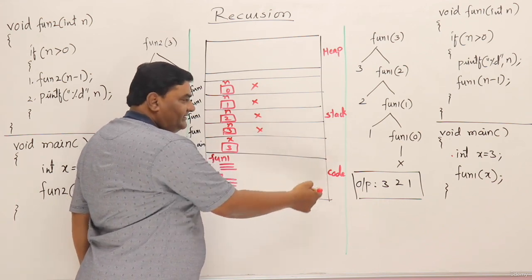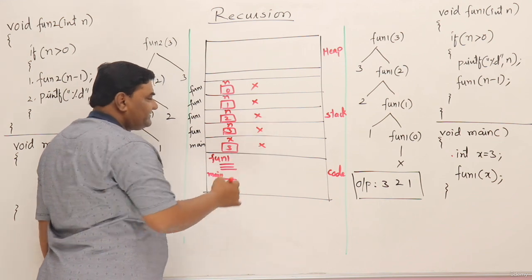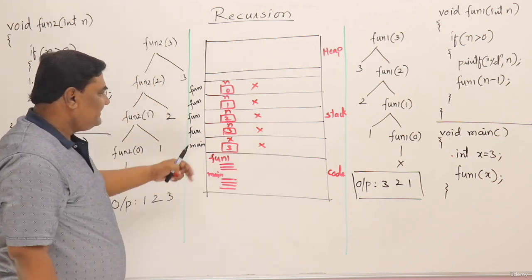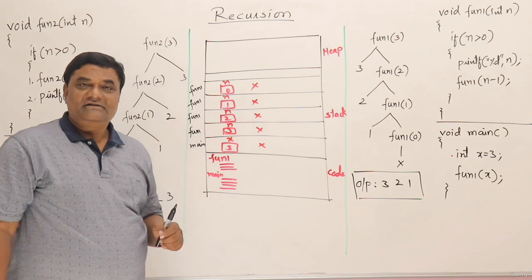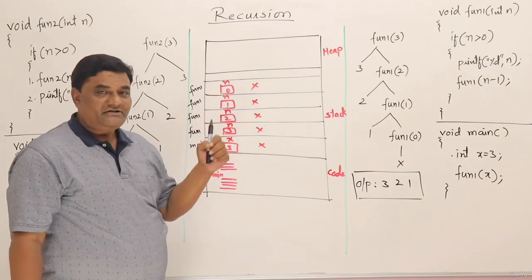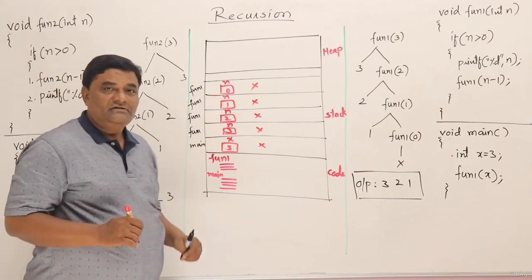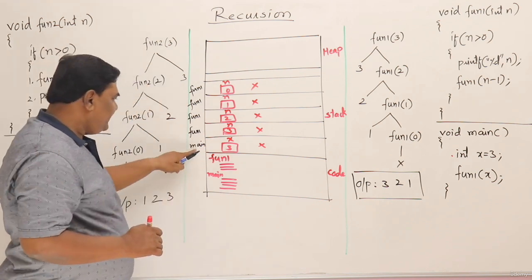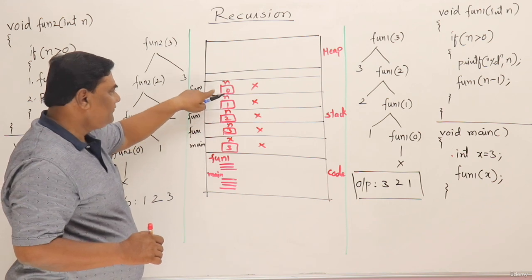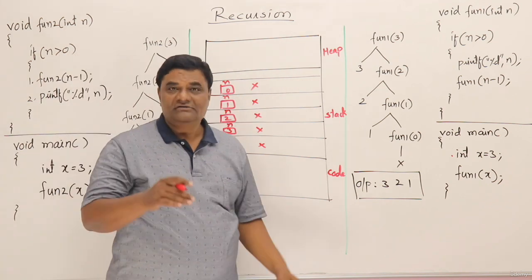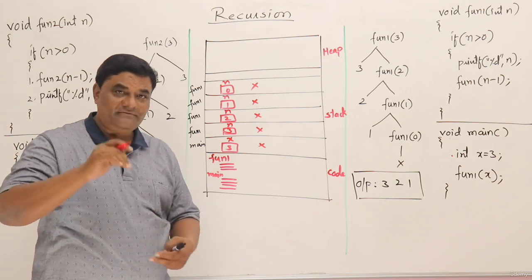Then it comes back to main. Inside main, after fun1, there is nothing remaining, so this also ends. So all these activation records end one by one. So this is how stack is created and utilized in recursion. Now, one more thing. What is the size of the stack? Leaving main function, if you count the activation records 1, 2, 3, 4, so only for that function 4 activation records are created. So size of the stack is 4.